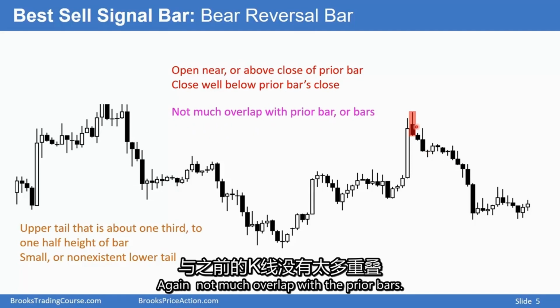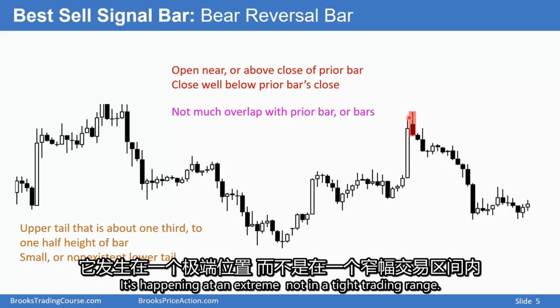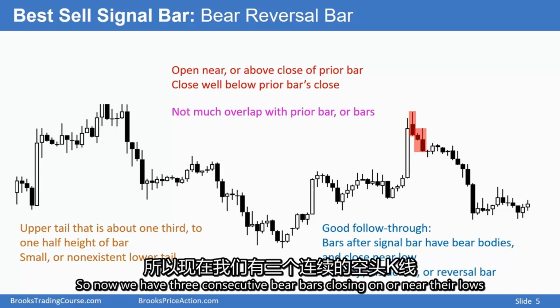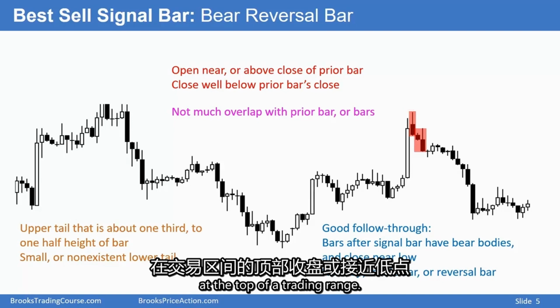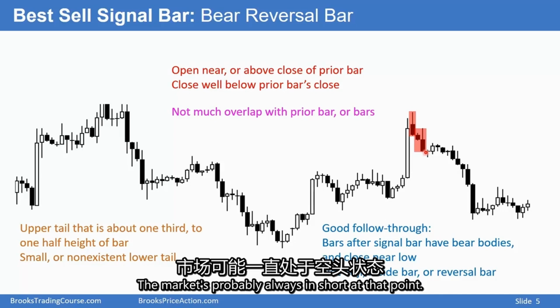Again, not much overlap with the prior bars. It overlaps, obviously, the bar before, but not the bars before that. It's happening at an extreme, not in a tight trading range. Sell signal bar and good follow-through bar closing on its low. So now we have 3 consecutive bear bars closing on or near their lows at the top of a trading range. To me, that means we're probably going lower. The market's probably always in short at that point.